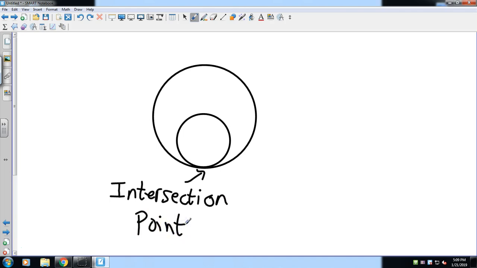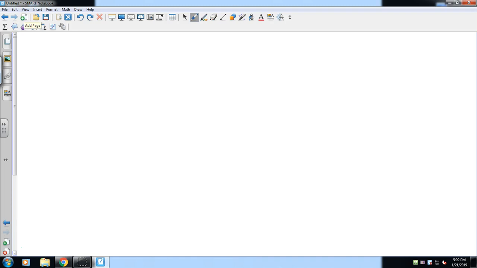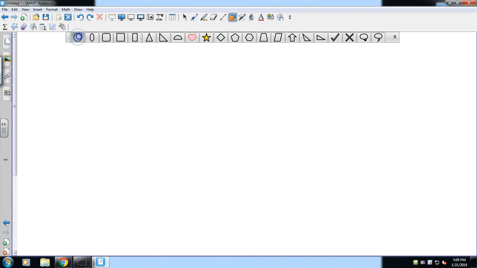So we're going to get into some tangent options here in just a minute, and I made a mistake on that one. So let's look at some points of tangency. If I have, let's go two circles again. Let's say I have something like that.